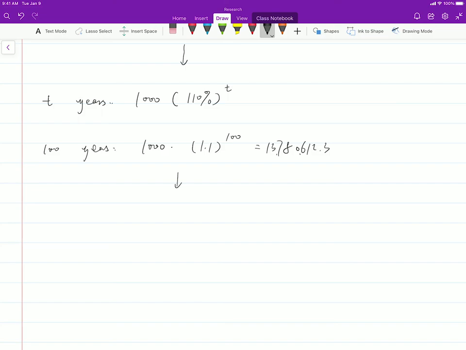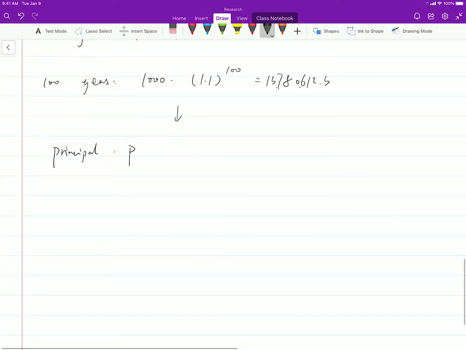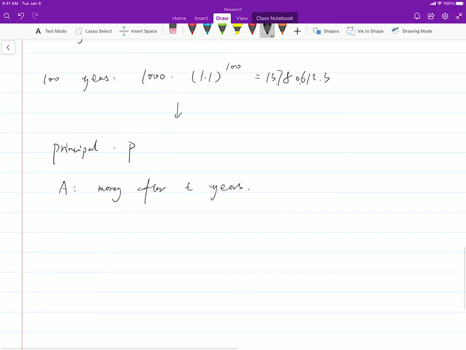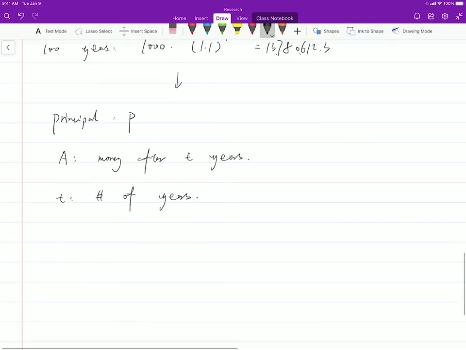But now let's summarize this, because our principal doesn't have to be $1,000. It can be any dollar amount. So let's give them names. We call the principal P dollars, P for principal. It can be 1,000, 5,000, 4,000. All of them actually work the same way. Now let A still be the money after t years, and let t be the number of years. And of course, we still need to know the annual rate. 10% we took here.